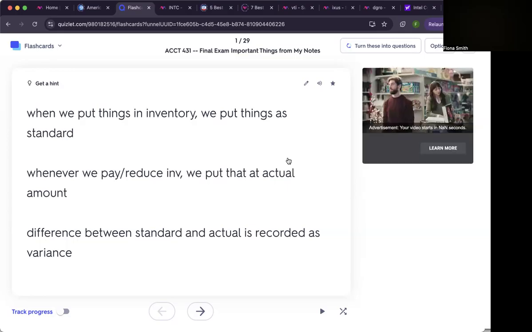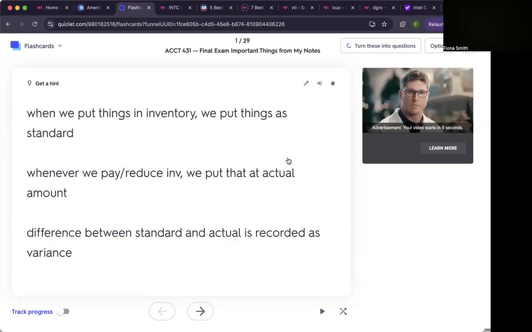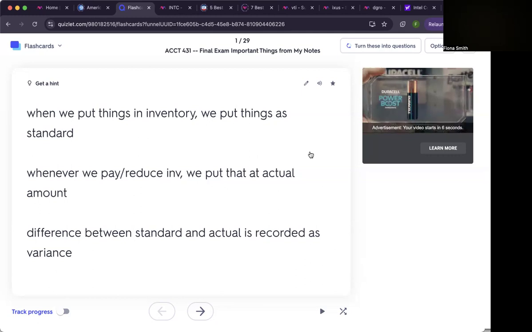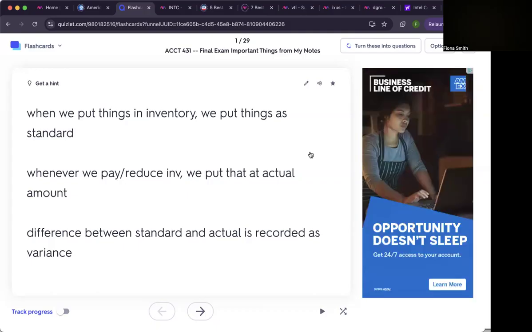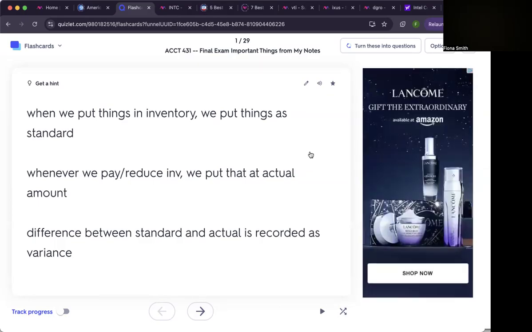Whenever you pay for the inventory or use that inventory, you put that in at the actual amount. So when we pay for the raw materials, we debit the accounts payable by what we actually paid for them. And then you would have a favorable or unfavorable difference there. Likewise, when we use the raw materials, we'll credit the actual amount of materials that we used.